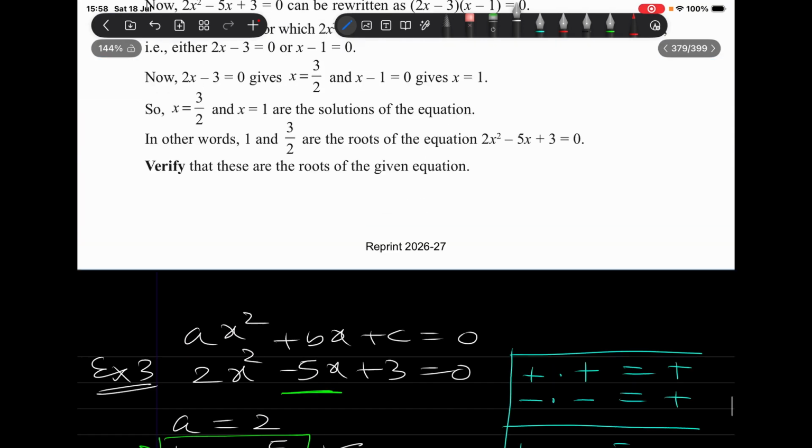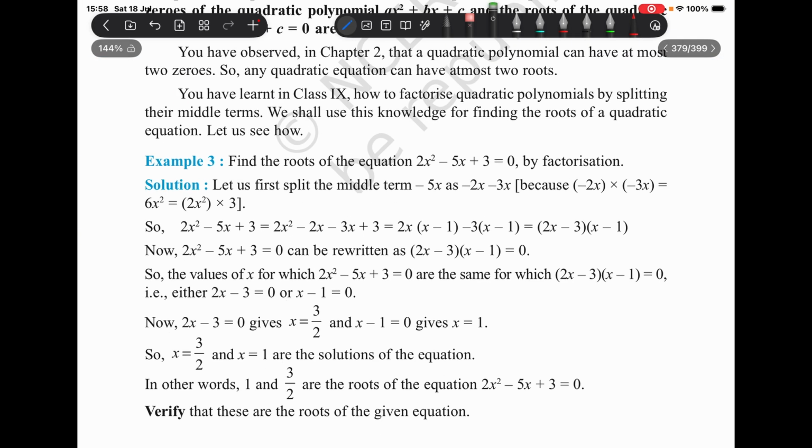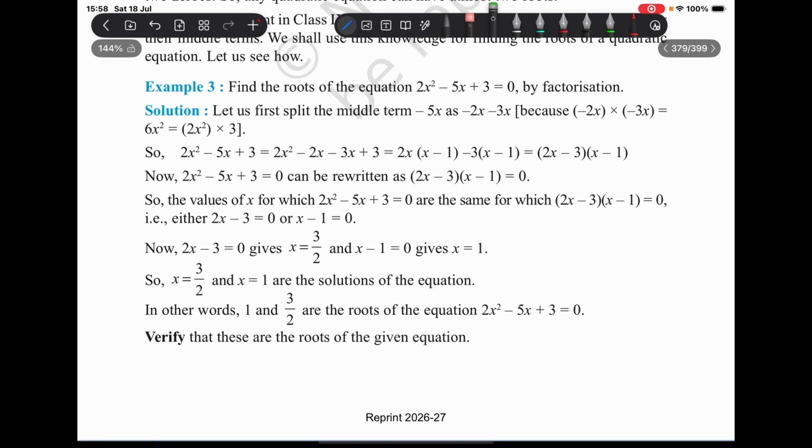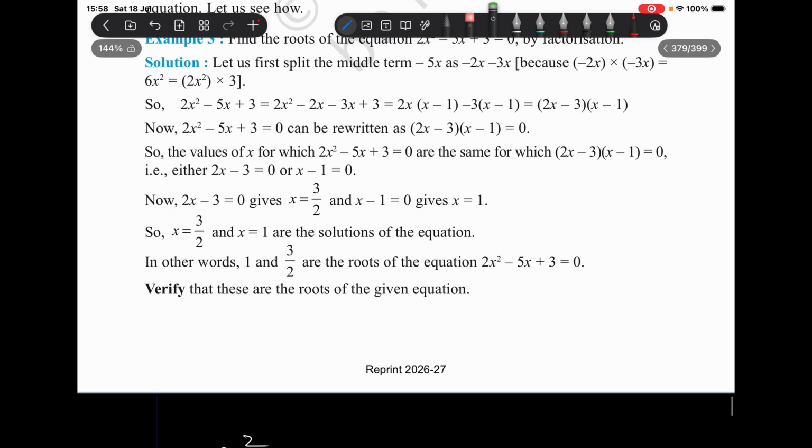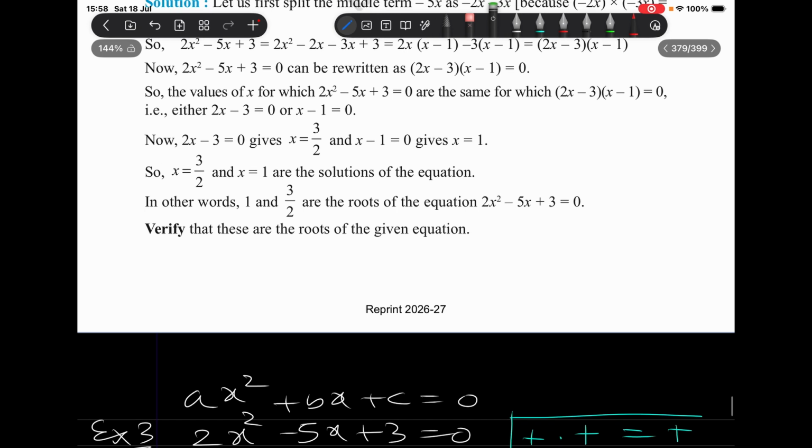If we see the solution, we have split the middle term as minus 2x minus 3x. We have seen the detailed solution of why we have split as minus 2x and minus 3x. Then we got the roots, that is 1 and 3 by 2.